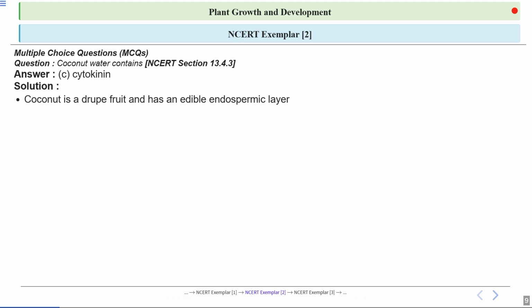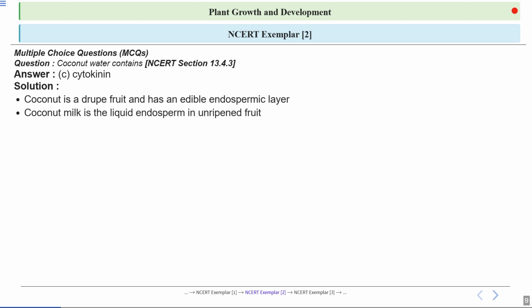Okay, so this coconut fruit is what type of fruit? It is a drupe fruit, and the presence of the endospermic layer is the key to understanding the natural composition of the coconut water, because the endospermic layer holds the coconut's nutrients. It contains a lot of nutrients in the form of coconut water.